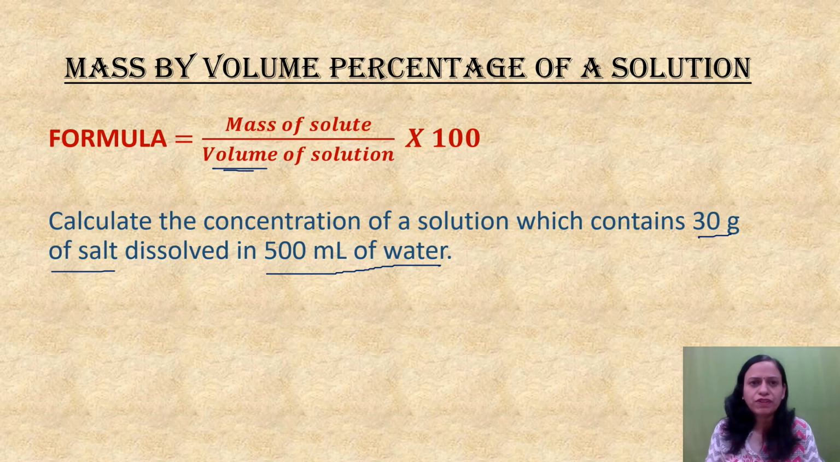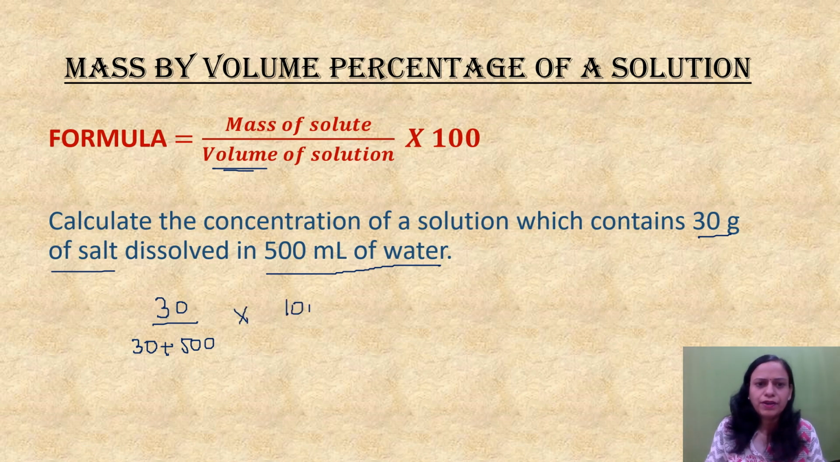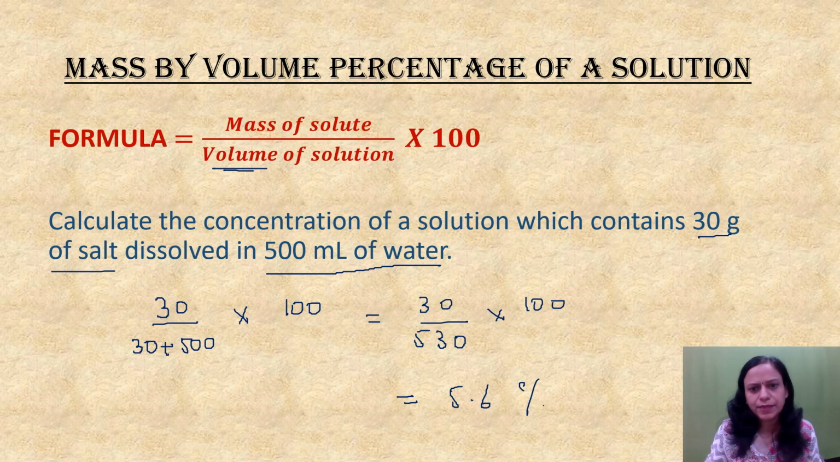And obviously for solution, what will we do? We will add up the solute and the solvent, and then we will use the formula. So that gives us mass of solute is 30 given to us in the question. Volume of solution becomes 30 plus 500. What do we get? 30 plus 500 into 100. So simplify this and you get to your answer. That becomes 30 upon 530 into 100. Simplify this and your answer would be approximately 5.6%. So this is how you solve these type of questions.